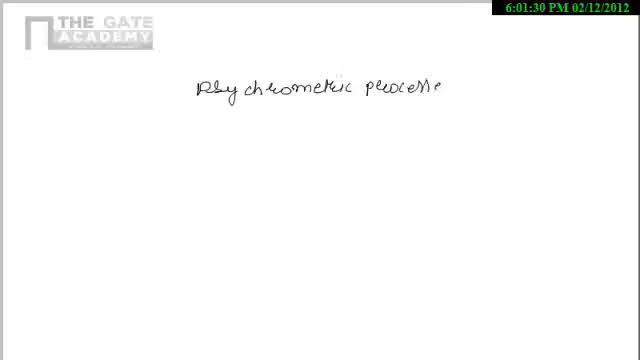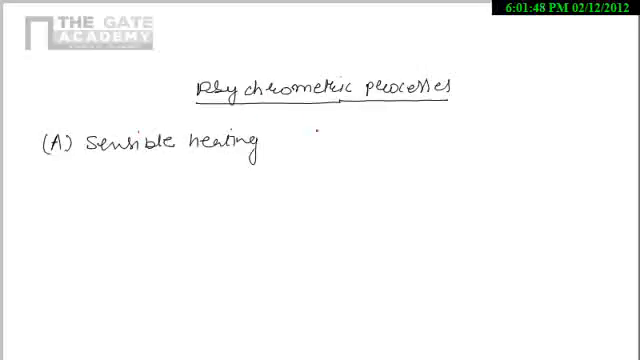Now I will discuss about different kinds of psychrometric processes. So now let's start with first process, that is sensible heating. I will define two processes simultaneously, sensible heating, and one more process we can define simultaneously, that is sensible cooling.